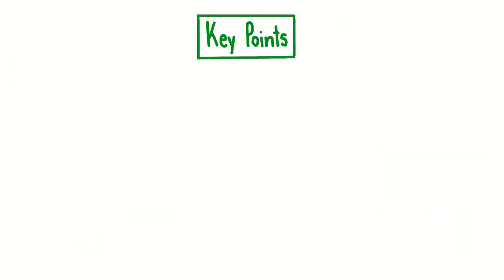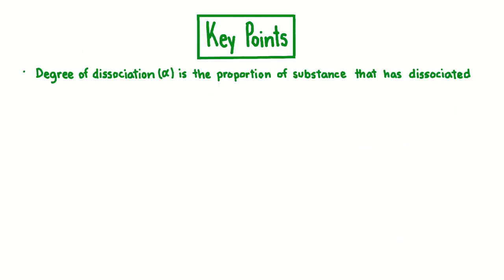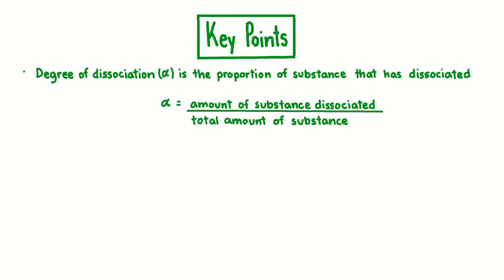Now let's summarize what we've learned. Degree of dissociation is the proportion of a substance that has dissociated. It can be calculated by dividing the amount of substance dissociated by the total amount of substance, where the amount may be given as a number of molecules or a number of moles.